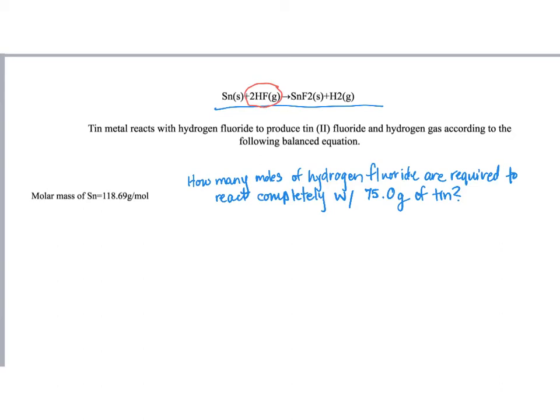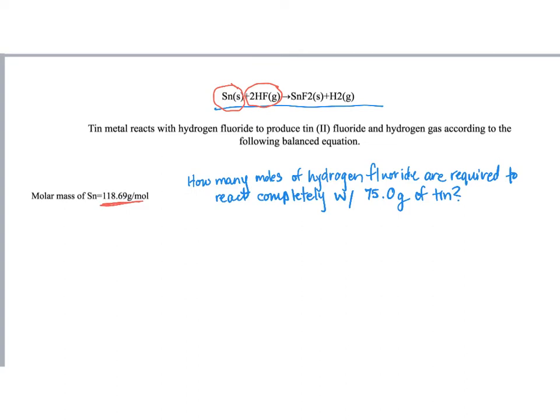How many moles of hydrogen fluoride are required to react completely with 75 grams of tin? So we're going to need the moles. We need the molar mass of tin, which is 118.69 grams per mole. We'll need that.